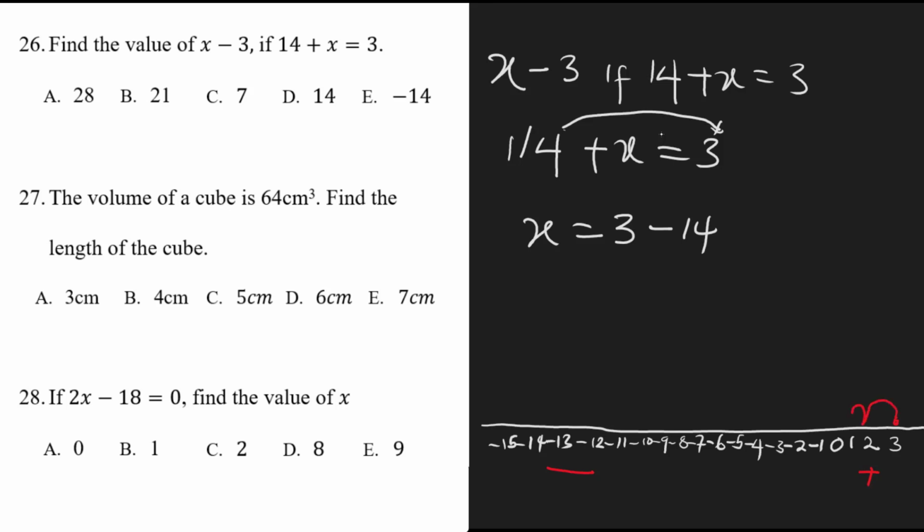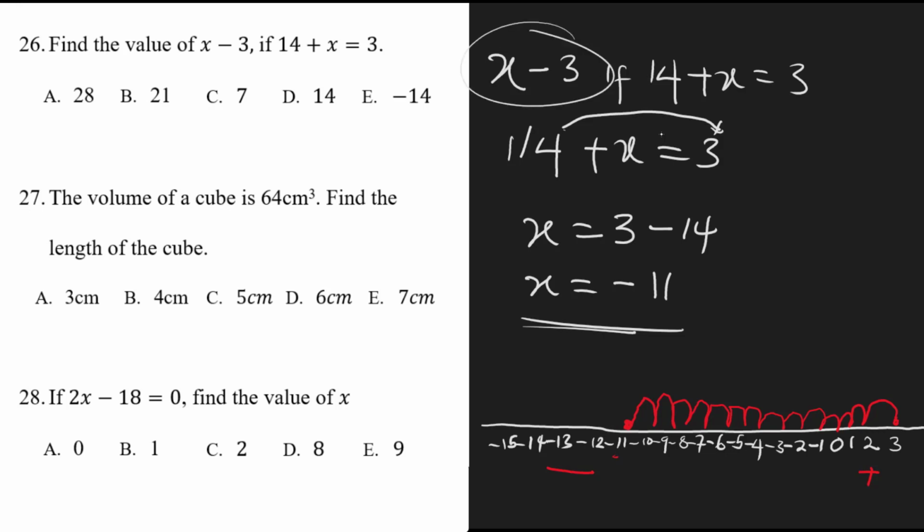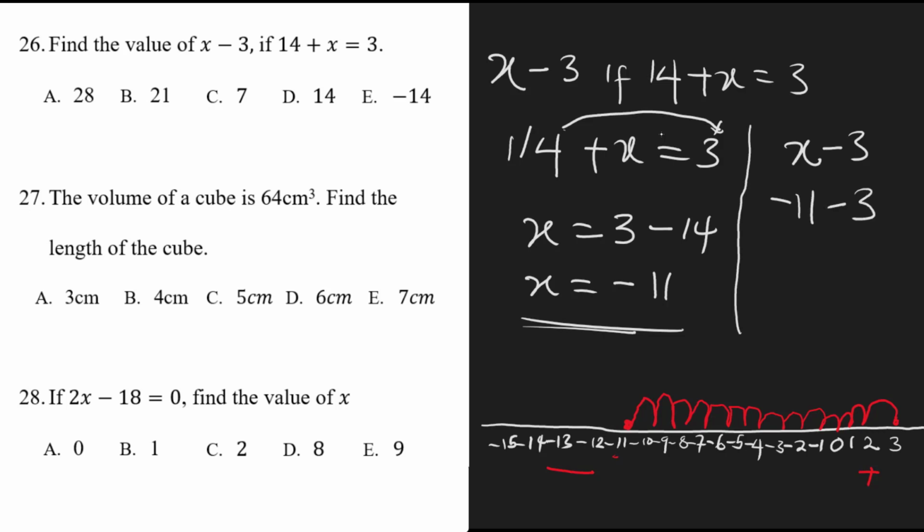So 1, 2, 3, ... 13, 14. So our answer is minus 11, right? x is equal to minus 11. So remember that this is not our answer. Why? Because we are asked to find x minus 3. So now wherever you see x here, we're going to put minus 11. So now x minus 3 will be, instead of x, minus 11. So we have minus 11 minus 3.